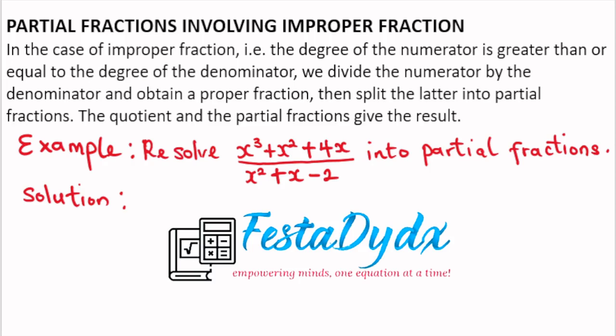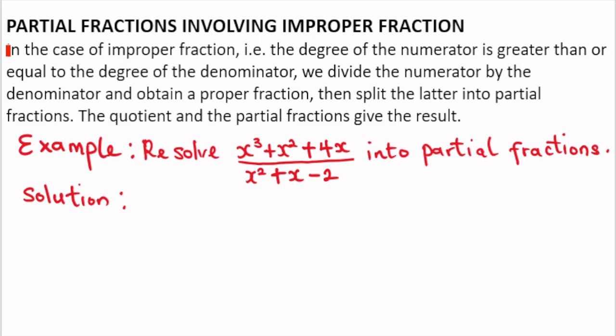We are still on partial fractions, but today we'll be solving questions involving improper fractions. In the case of improper fractions, that is, the degree of the numerator is greater than or equal to the degree of the denominator. Just like we have improper fractions in basic mathematics, we also have improper fractions for algebraic fractions, where the numerator will either be greater than or equal to the denominator.